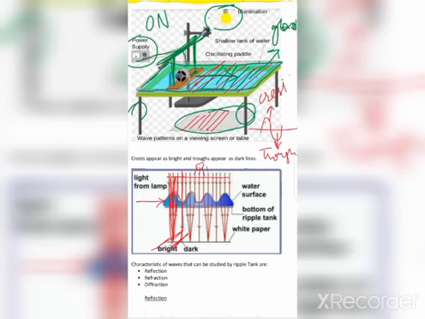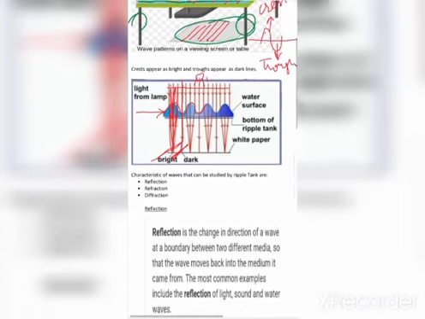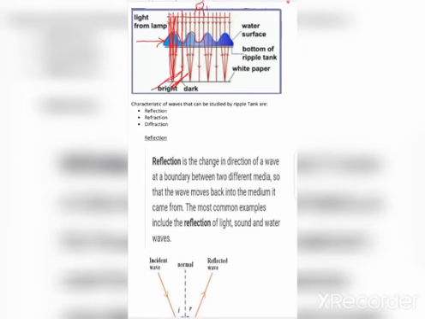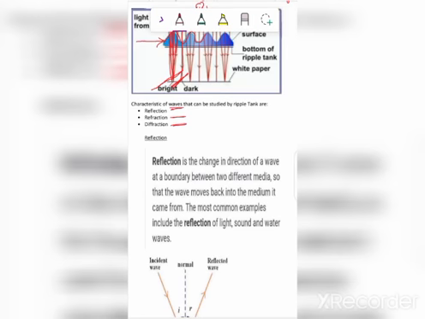Now, why do we use the ripple tank? The ripple tank is used to study these characteristics of waves: number 1 is reflection, number 2 is refraction, and number 3 is diffraction. These three characteristics of waves can be studied with the ripple tank. Today our topic is reflection. Today we will discuss reflection of waves.